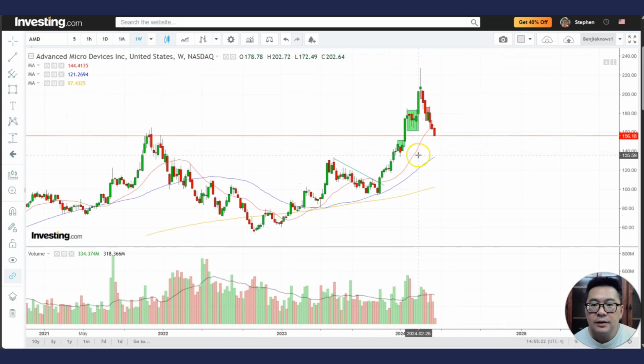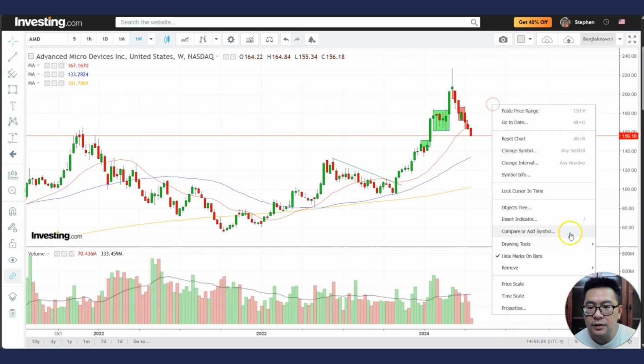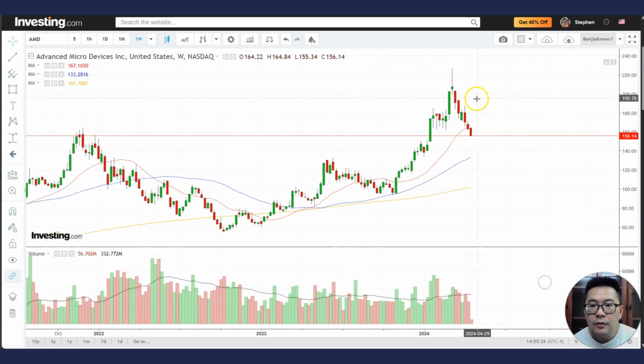Now weekly wise, wow, let me just remove. Weekly wise, we also have a topping tail here. So 3 topping tails: daily, 60-minute, weekly. What more do you want to know? This weekly topping tail actually hints of bearish reversal, just like the bottoming tail here hinted of more upwards movement. This topping tail hints of more bearishness.